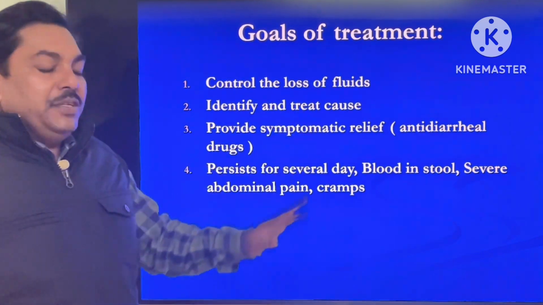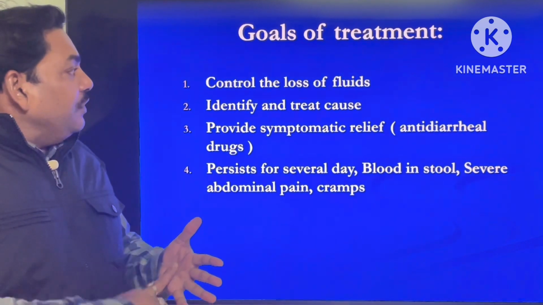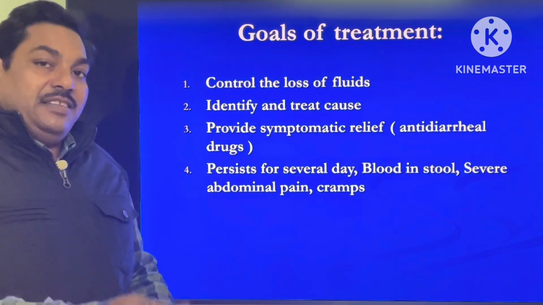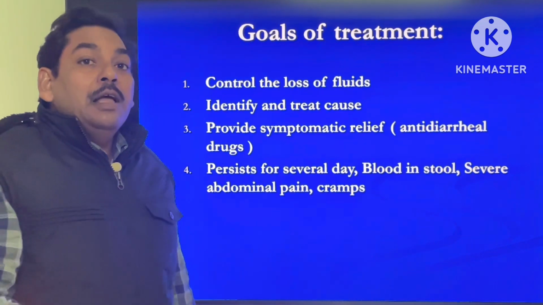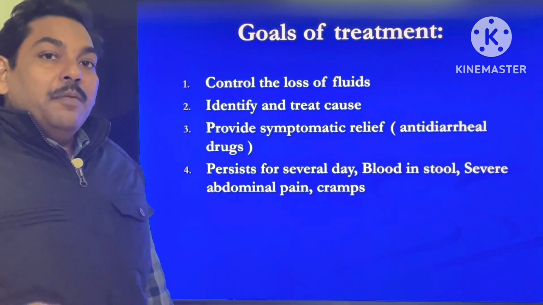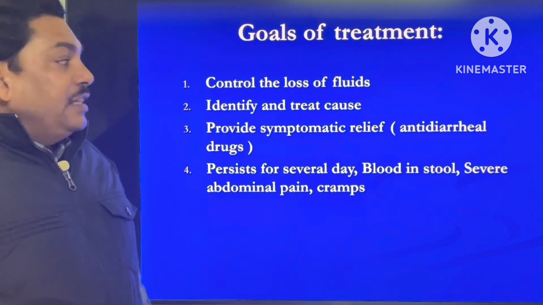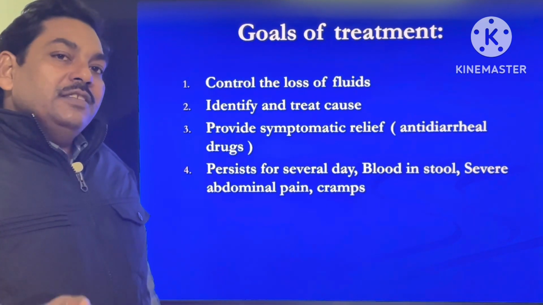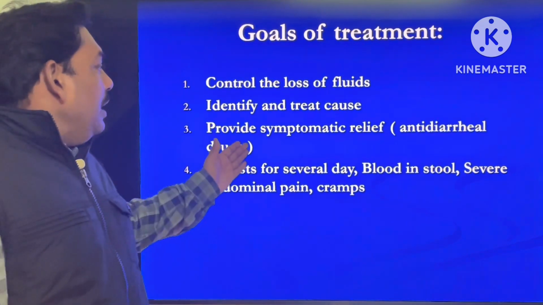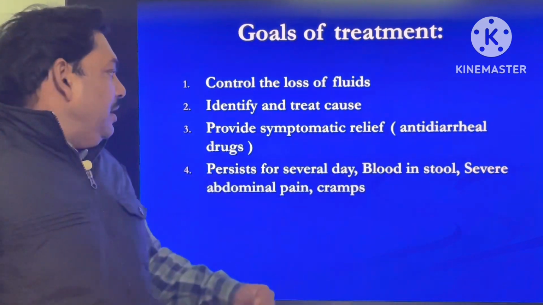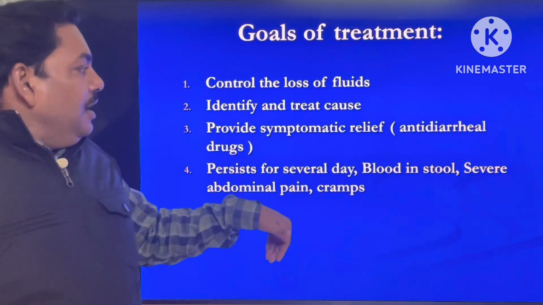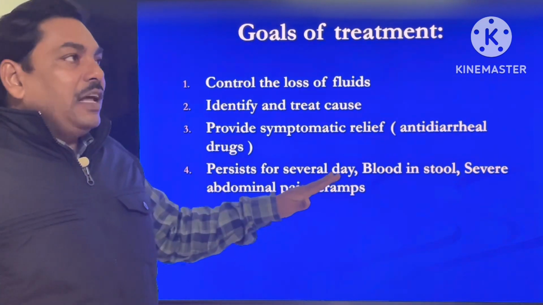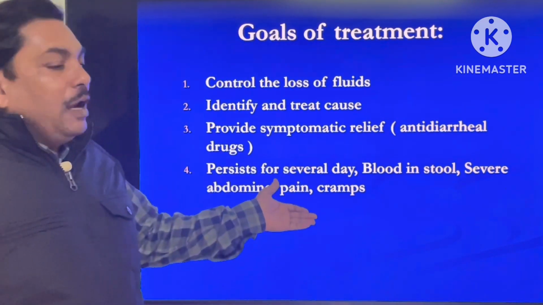Identify the causes of disease. Now here we have to identify what is the actual cause of diarrhea. Maybe bacterial, maybe rotavirus, maybe fungal, maybe parasite, maybe toxin induced. First identify the reason inducing the diarrhea, then provide symptomatic treatment for peristaltic movement, stool containing blood and severe cramps, which are treated with the help of drugs.